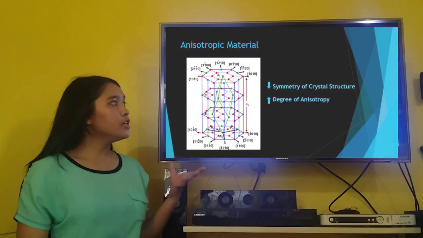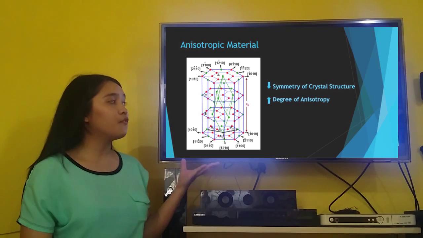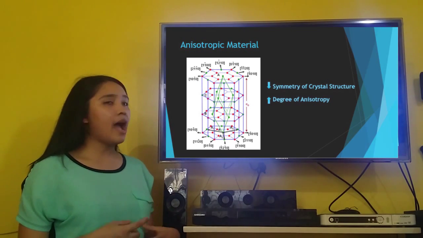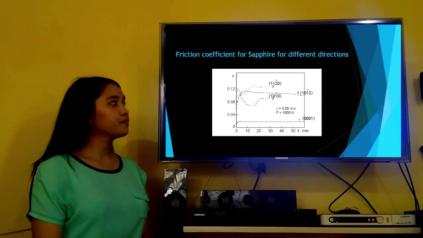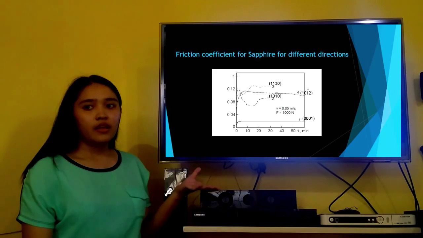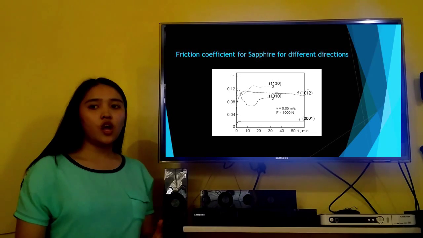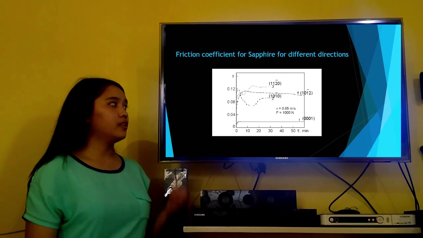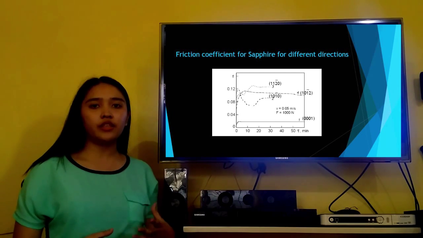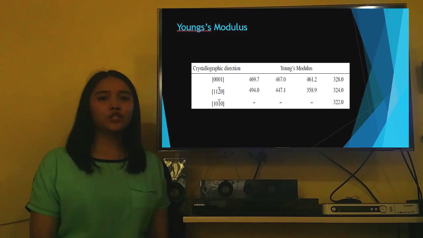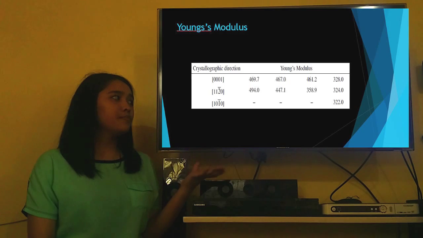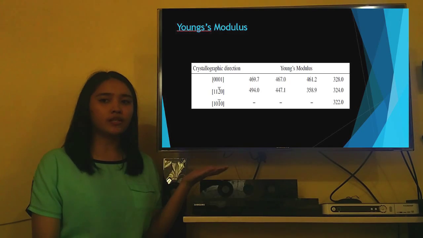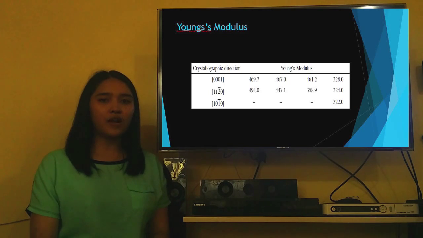If there is a low level of symmetry of crystal structure, then there will be a high degree of anisotropy. As you can see in this diagram, the friction coefficient is different for each crystallographic direction, and this is evidence of anisotropic property. An instance of anisotropic property is in the measurement of Young's modulus. These measurements are based on different sources, but we can notice that each portrays different values for various directions.